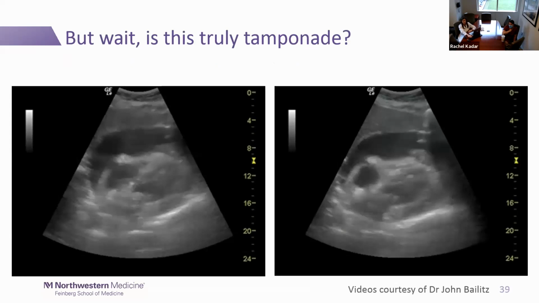But wait, is this truly tamponade? So I'd like you to take a look at both videos and think to yourself if you think that it is tamponade or not. They both have very large pericardial effusions.